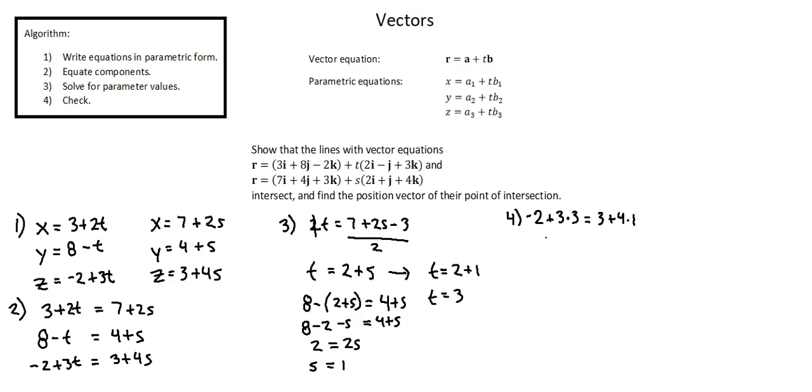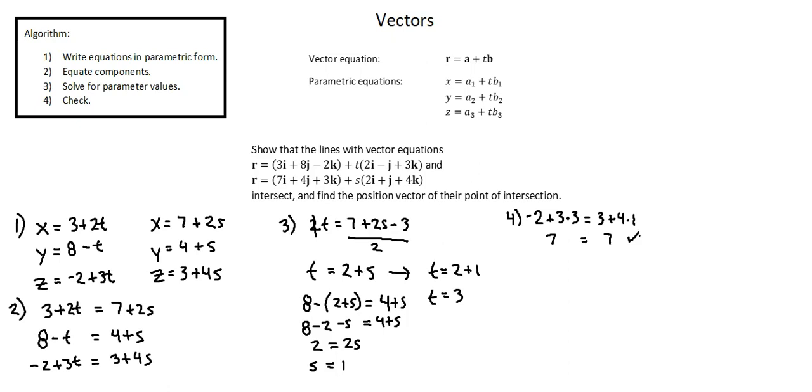On the left, negative 2 plus 9 is 7. On the right, 3 plus 4 times 1 is 7. We check and verify, because 7 equals 7, that these two lines do intersect. There's an additional step this particular problem requires. Before going on to that step, an observation regarding step 4 of the algorithm.